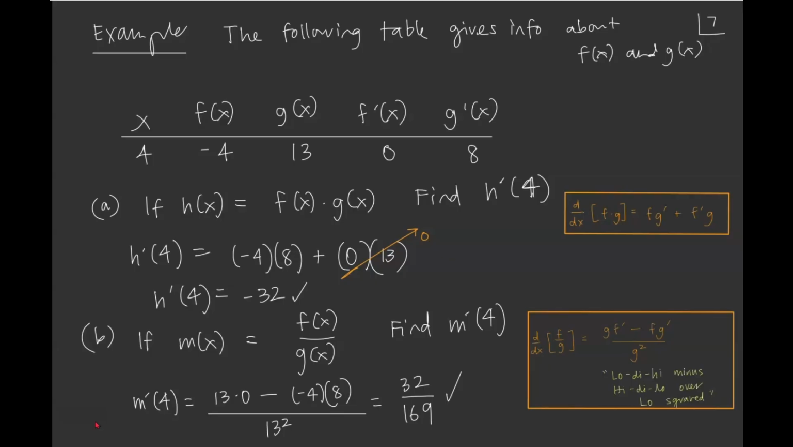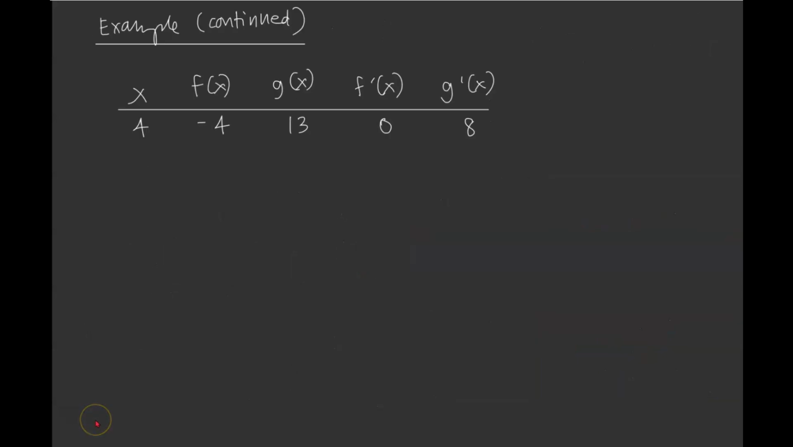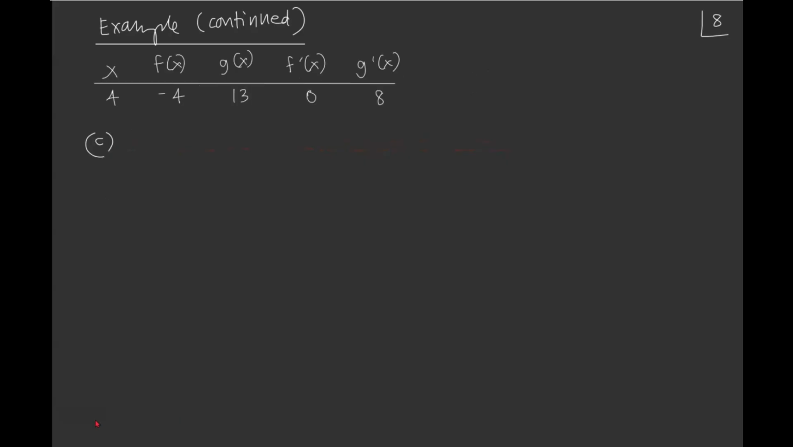And that's how m is changing at x equals 4, 32 over 169. Okay, we're going to continue with the same example, the exact same table. For this last part of the example, we're going to look at something a little bit more complicated.